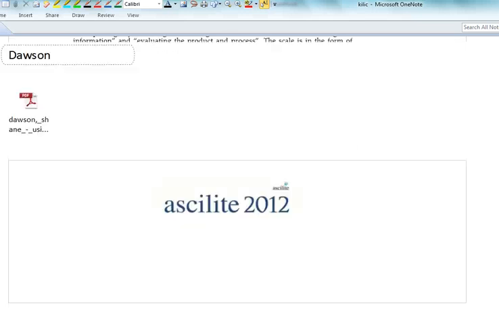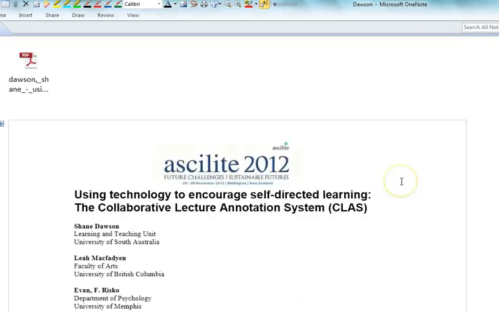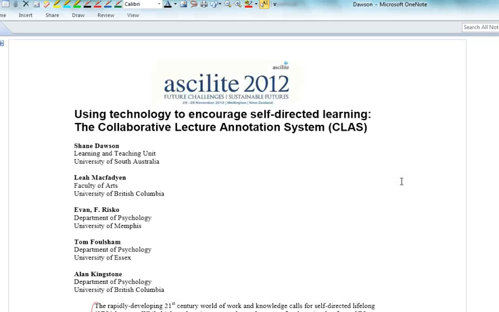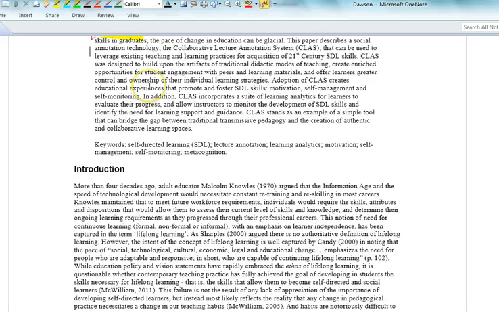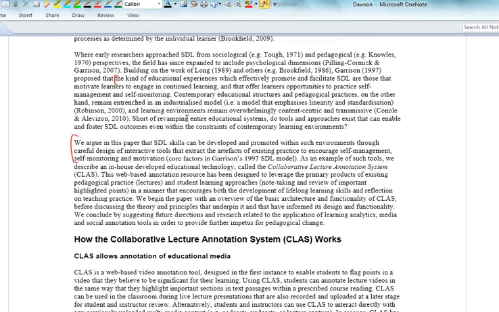Let's move to the second of these articles now, by Dawson, using technology to encourage self-directed learning. So again, common reference here, changing 21st century requires self-directed learning, because that's going to suit the society in which the learners will be moving into. Other points: the kind of educational experiences which promote self-directed learning are those that motivate learners to engage in continued learning, that offer learners opportunities to practice self-management and self-monitoring.